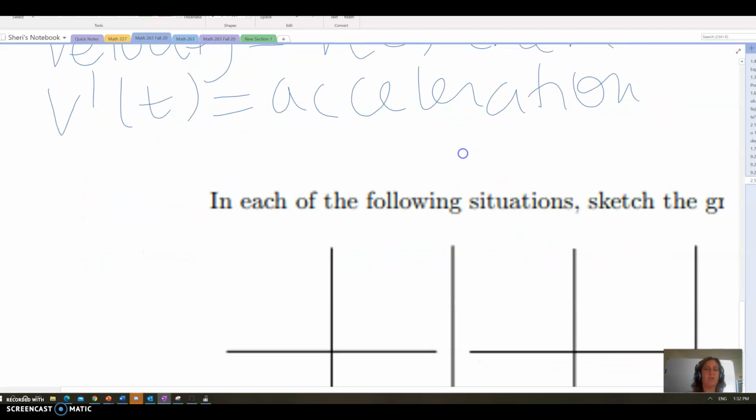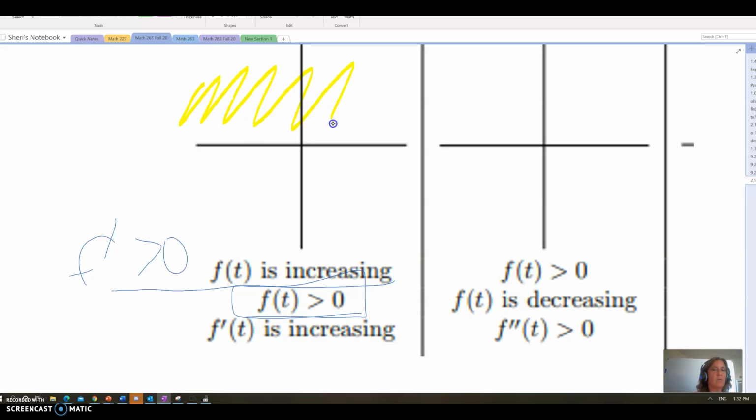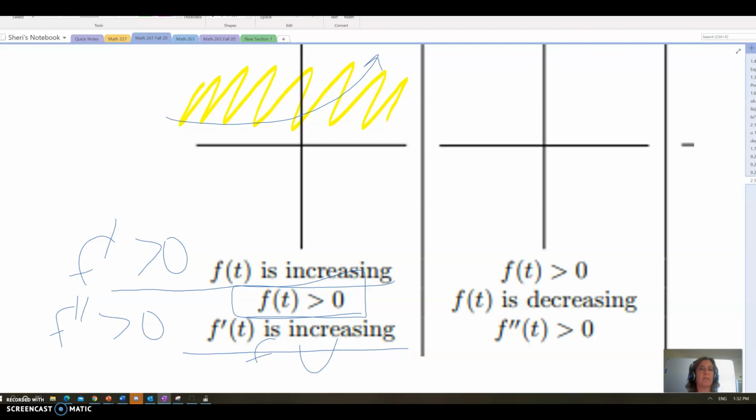So the other thing we're going to do is try and put these ideas together to draw our own curves if we're given information about the function, the first derivative, and maybe the second derivative. So here, the fact they want a function that's always increasing. That means the first derivative would be positive. The function itself is bigger than 0. That means that I live only above the x-axis. And then it tells me that f prime is increasing. If f prime is increasing, that means f double prime is positive, which means my function itself is concave up. So I need a function concave up, increasing, that lives above the x-axis. So one possibility would be this.